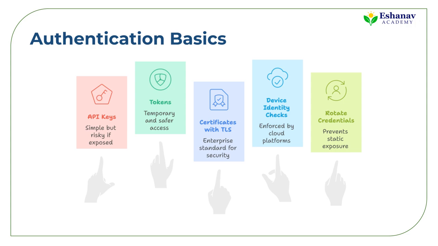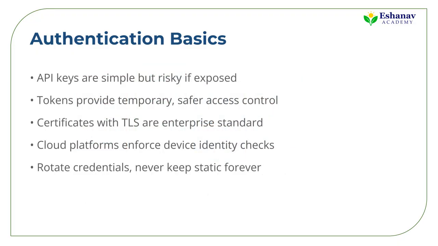Authentication is simply proving your device is who it claims to be. Think of a nightclub bouncer. They check your ID before letting you in. IoT works the same way. API keys are like simple guest passes, easy but dangerous if leaked. Tokens, like JWT, are time-bound, so even if stolen, they expire quickly. Certificates with TLS are the gold standard, where your ESP32 presents a digital ID card signed by a trusted authority. Cloud platforms like AWS IoT Core or HiveMQ require this for serious deployments.